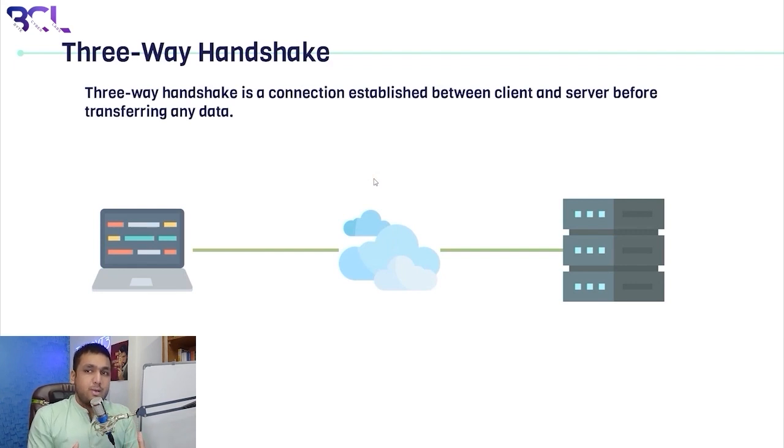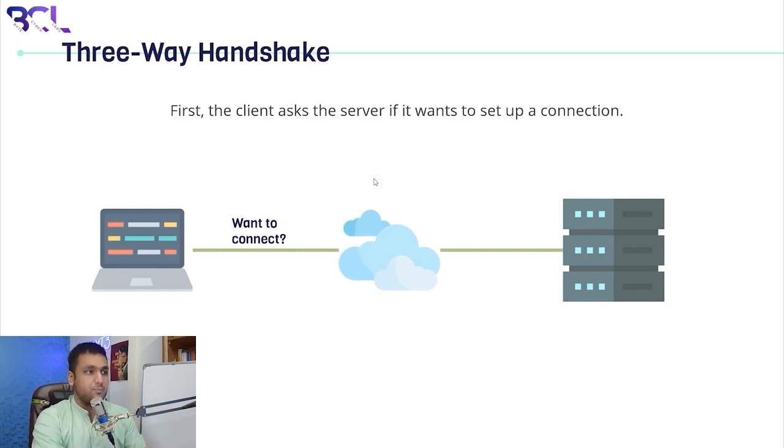Now let's talk about the three-way handshake. When we talk about data transactions, there is this functionality called the three-way handshake. A three-way handshake is a connection established between a client and a server before transferring any kind of data. Before you transfer any data, this is like a connection established. How? I will tell you how. So the client asks the server if it wants to set up a connection.